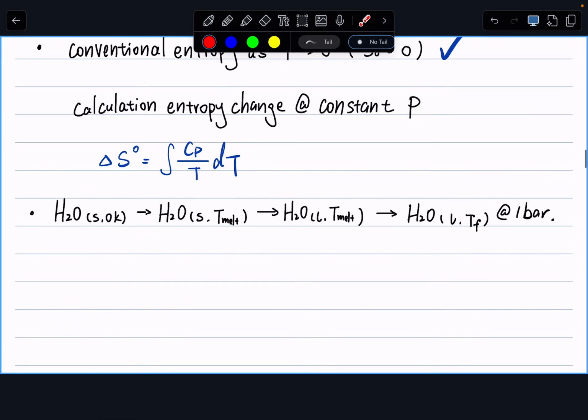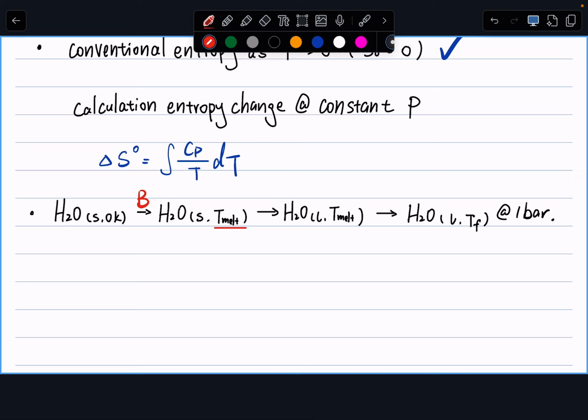So what are we doing here? We start by changing the temperature of my water in its condensed or solid form. This part I call A. We increase the temperature of water to its melting point at that 1 bar of pressure. So it's all solid phase. You're just increasing the temperature without any phase transfer and calculating delta S of the temperature increase.